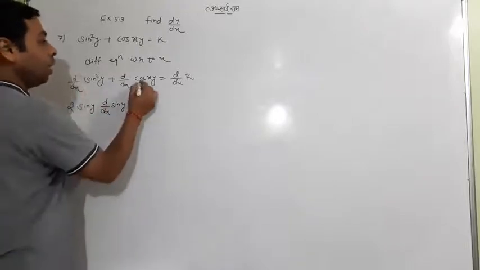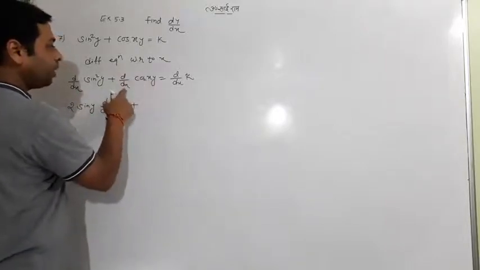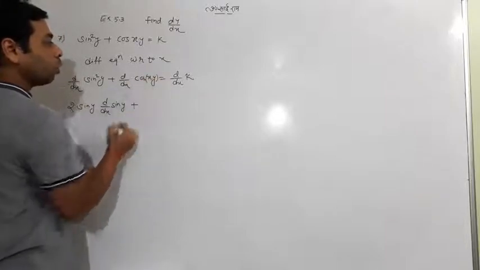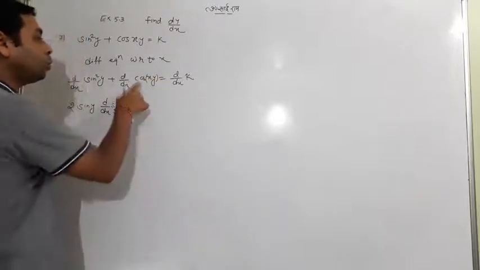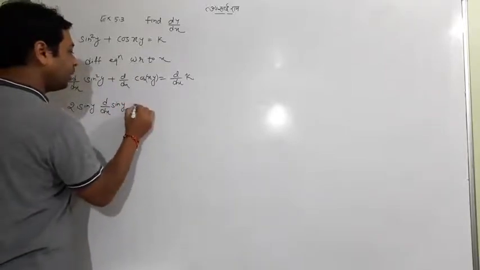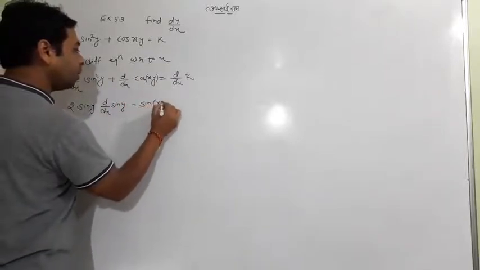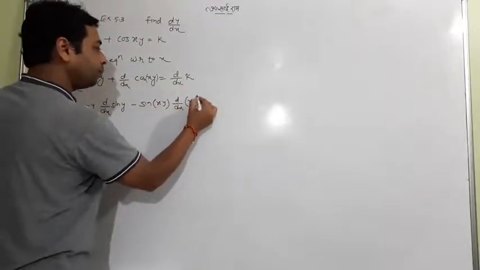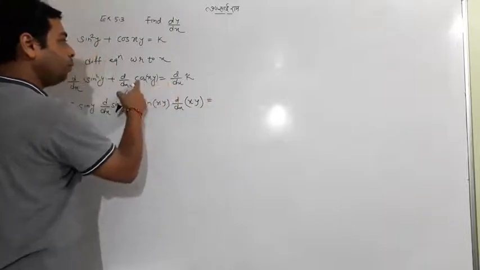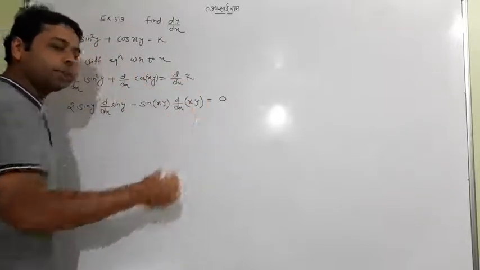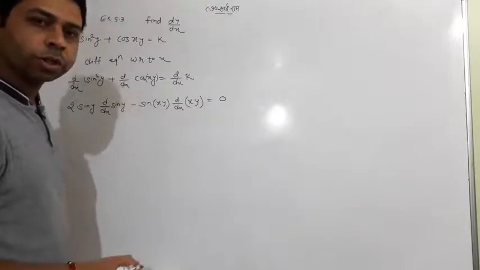What about here? d by dx of cos xy. We have two functions, first cos and second xy. What about the differential of cos? It's a minus sign, minus sin xy, and d by dx of again xy. First the differentiation of cos and second xy. What about k? K has a differentiation of 0 because it is a constant value.